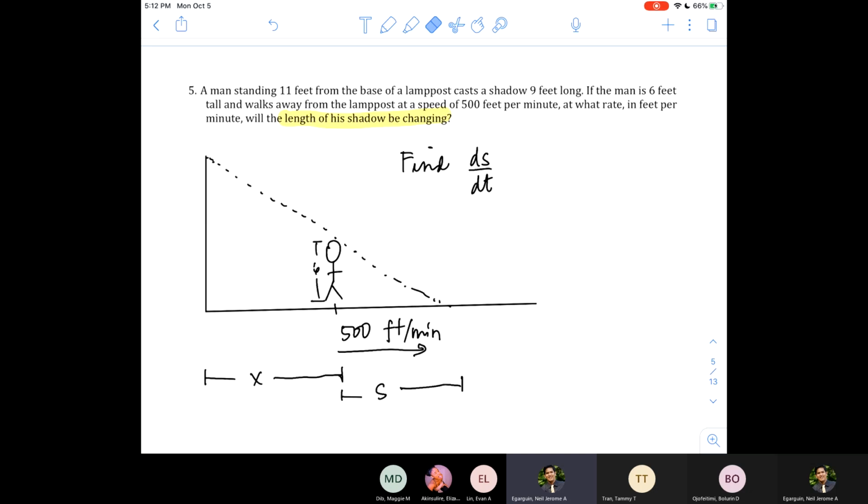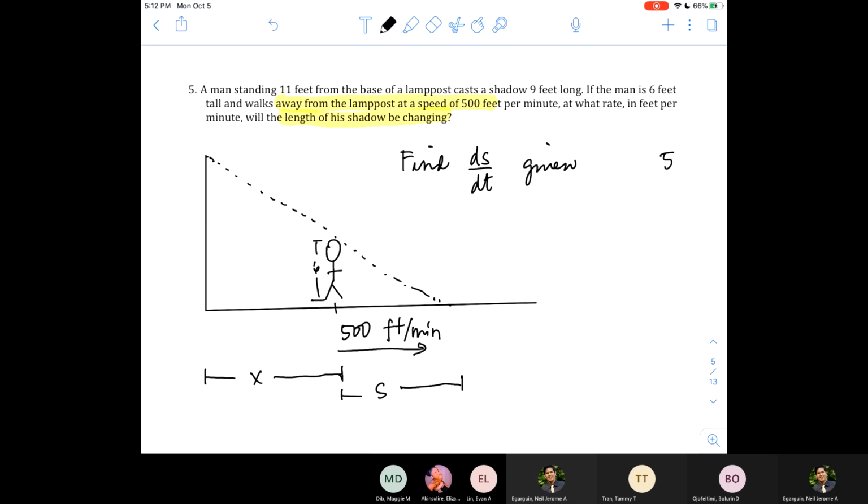Right? So find ds over dt given what? Given what are the given information here? We know that the man is walking away from the lamppost at a speed of 500 feet per minute. So I know there should be a 500 here. That should be equal to some derivative with respect to time. So what does that 500 stand for? It's the rate of change of what with respect to time? Which variable?